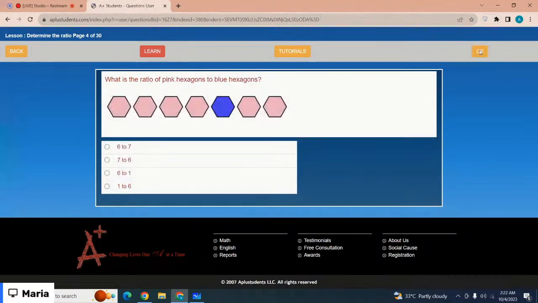What is the ratio of the pink hexagons to blue hexagons? So which is the correct option? Yes, the pink hexagons are 6. Blue is only 1. So it would be 6 to 1, right? The correct option is 6 to 1.